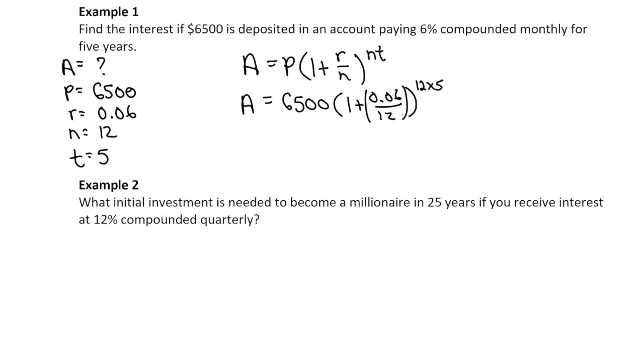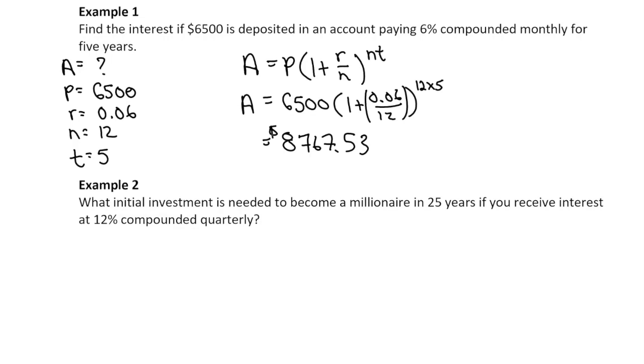and if we do this, you should get an answer of $8,767.53. Okay, it doesn't say what to round to, but we'll round to the nearest cent.